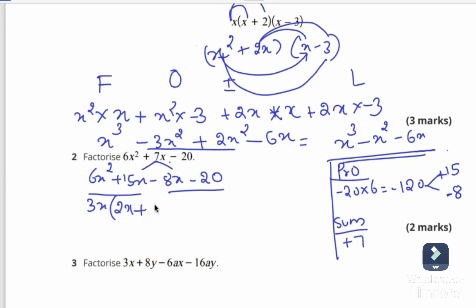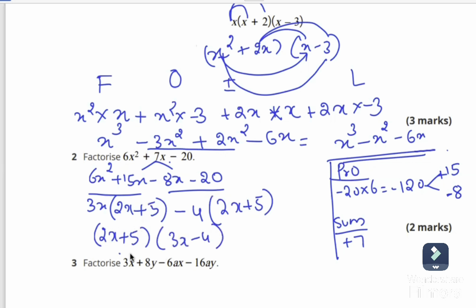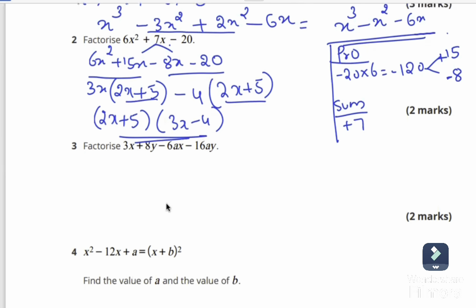So 3x is the common factor. If you divide 6x squared by 3x, you get 2x, and 15 divided by 3 is 5, since 3 fives are 15. Over here, minus 4 is common. So it will become 2x positive 5. Once again, here 2x plus 5 and 3x minus 4. If you factorize them again, the common factor is 2x plus 5, and you take 3x minus 4 inside the bracket.